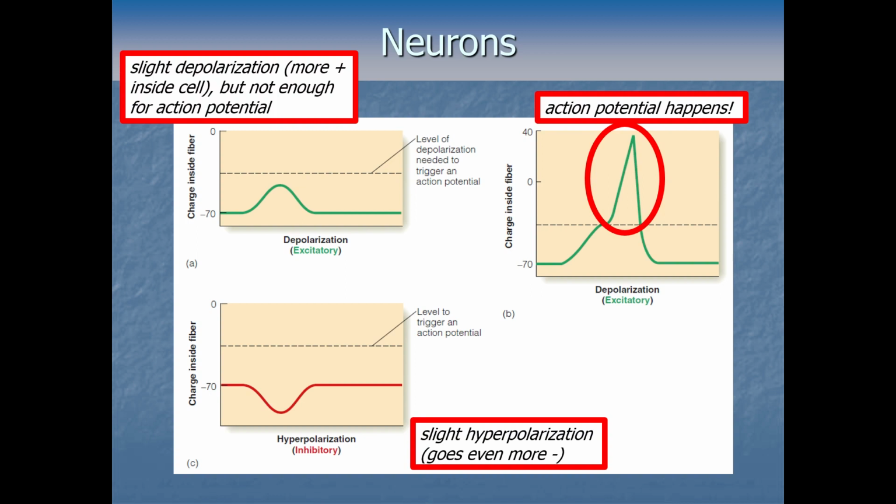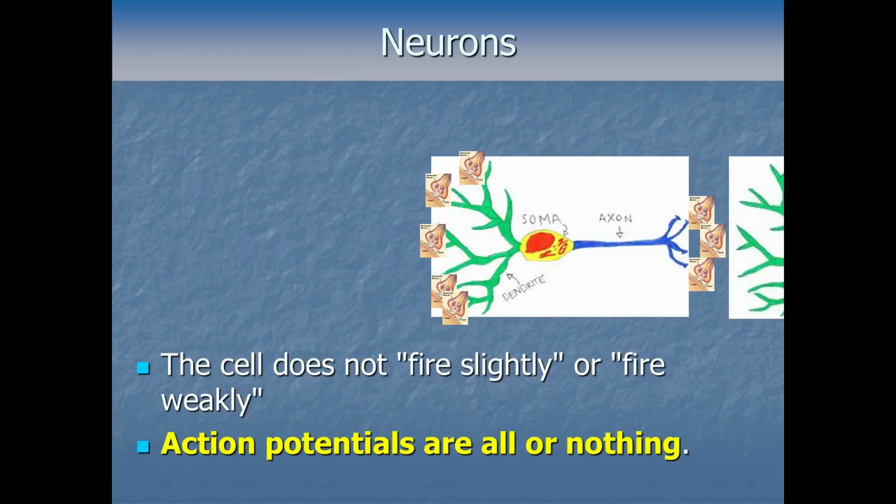Finally, in the bottom example here, what we've got is an example where the input to the neuron is more inhibitory than it is excitatory. And in that case, the neuron gets even more polarized. We could even call it hyperpolarized, and it'd be even harder to get this one to fire until it gets back to at least its resting state.